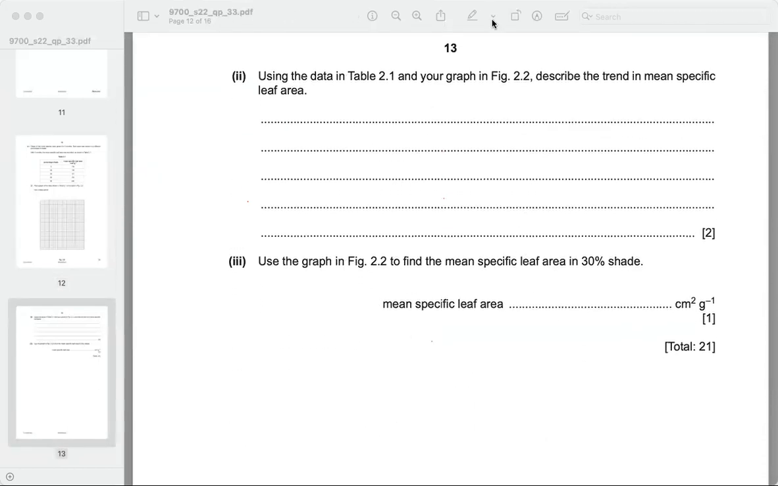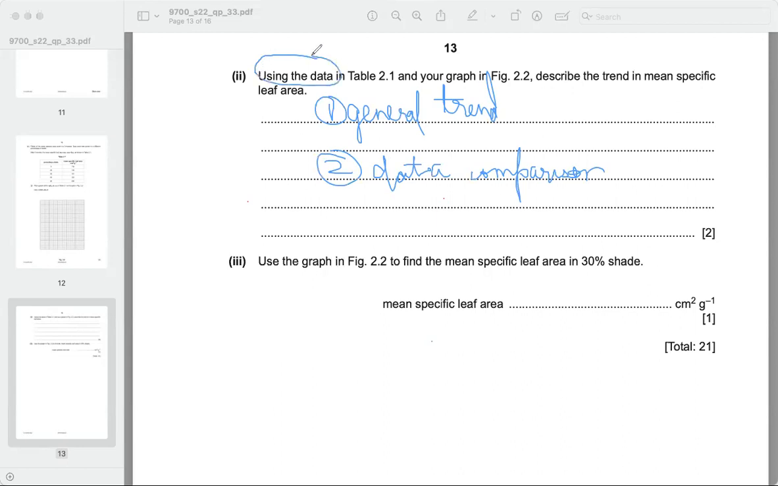So let's repeat what we just discussed. First, you give a general statement about the trend. Now, if it was a 1 marker, you would have stopped here. But because it is a 2 marker, the second point which we will pick up here is data comparison. These data comparisons usually come in the questions where they talk about this line, using the data, which is very clear.